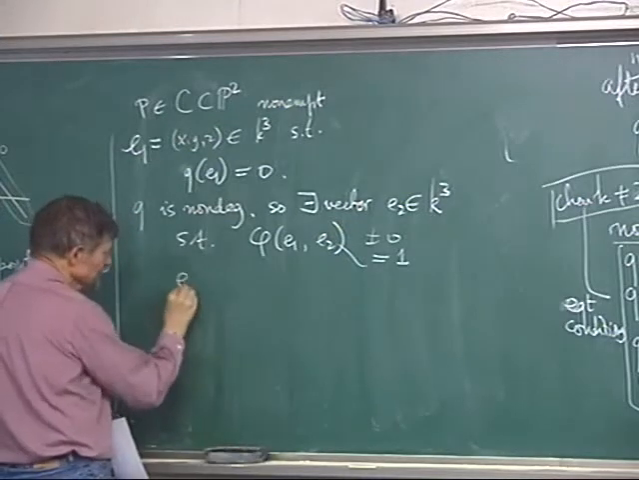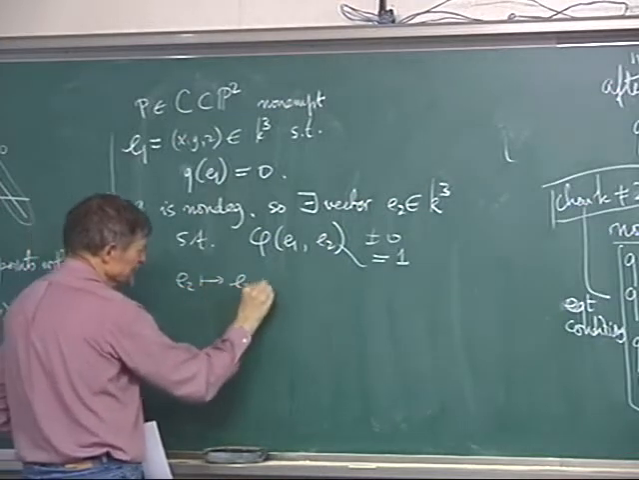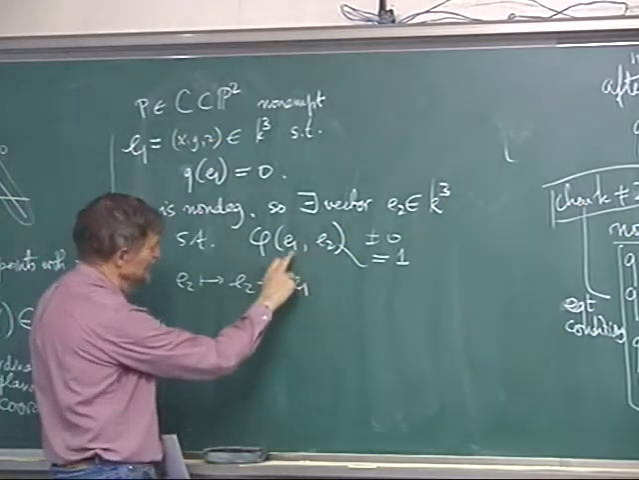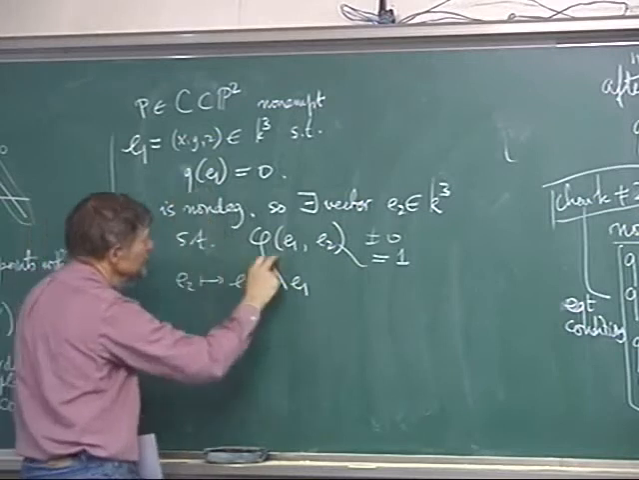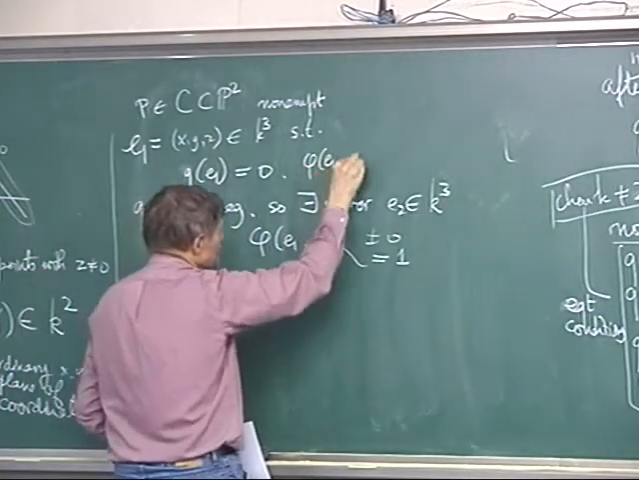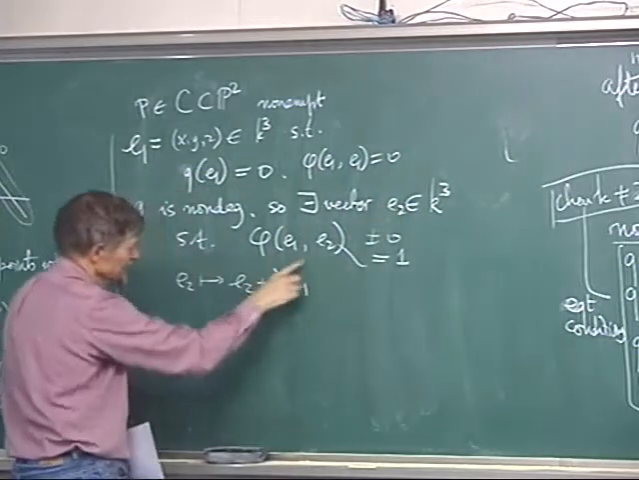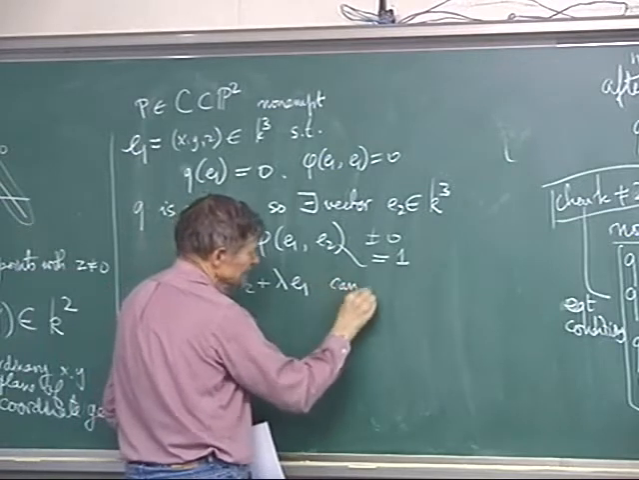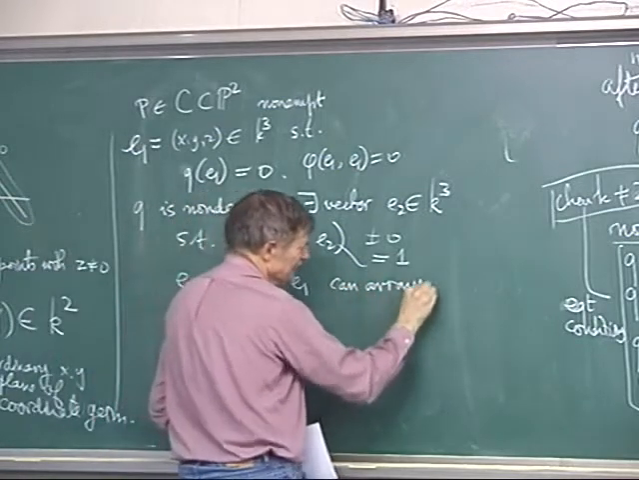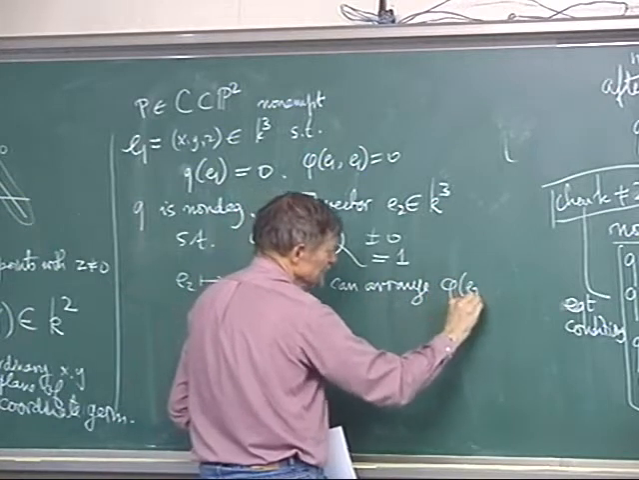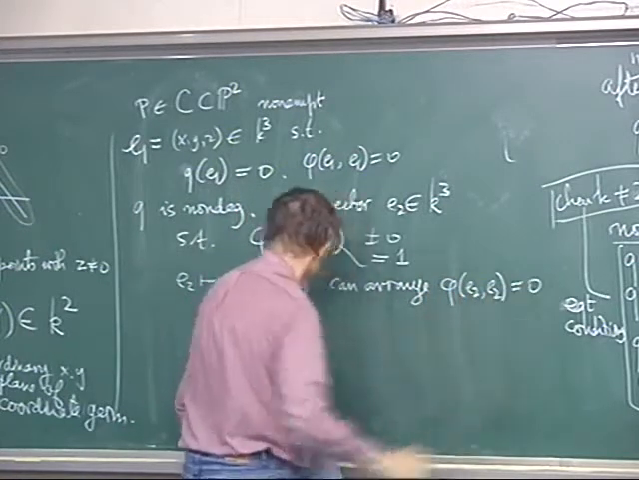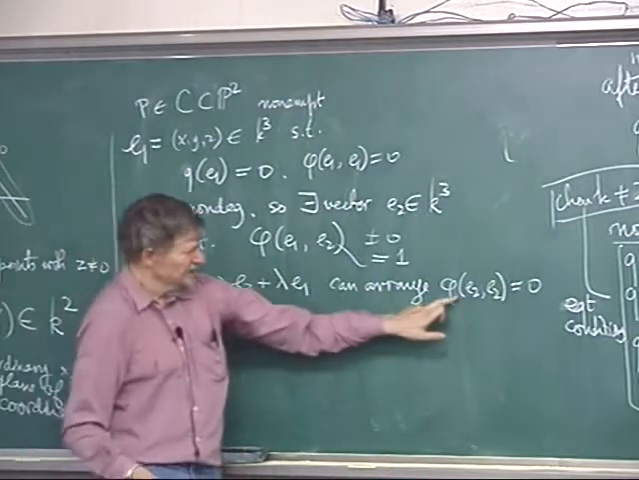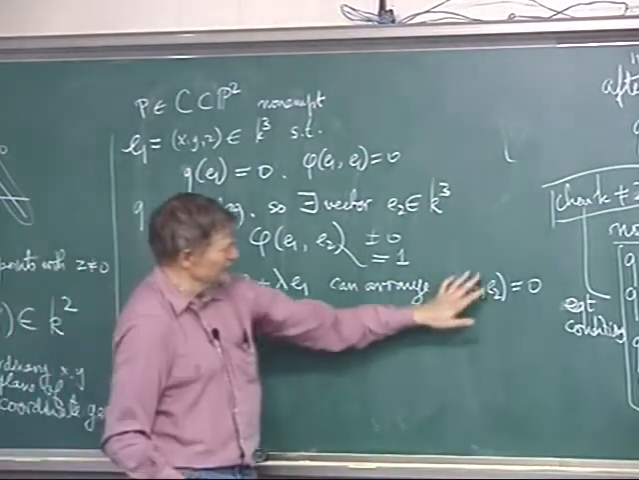So if I do E2 maps to E2 plus some multiple of E1, this doesn't change this condition here, because I'm assuming that phi of E1 equals 0. So it doesn't change. I can do this as I like. On the other hand, I can arrange that phi of E2 is 0. Yes, because when you change the vector E2 by this, then you change this value in a linear way.